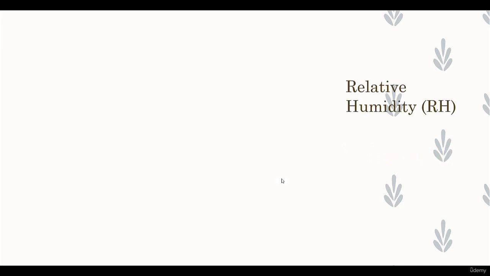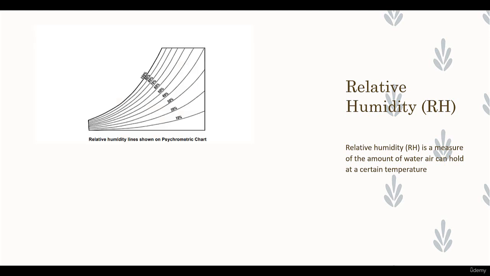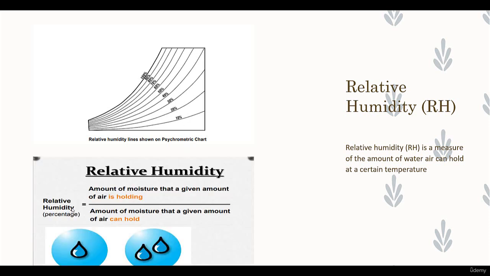So next is relative humidity. Relative humidity is basically a measure of the amount of water air can hold at a certain temperature. The amount of water that air holds at any time relative to its capacity is the relative humidity. The relative humidity is shown in percentage, so 10, 20, 30% relative humidity is shown. So this is the formula of relative humidity.